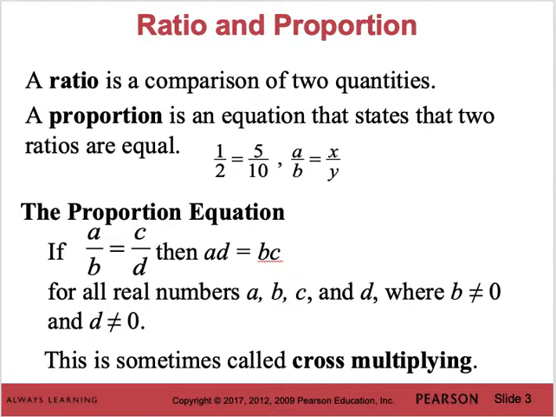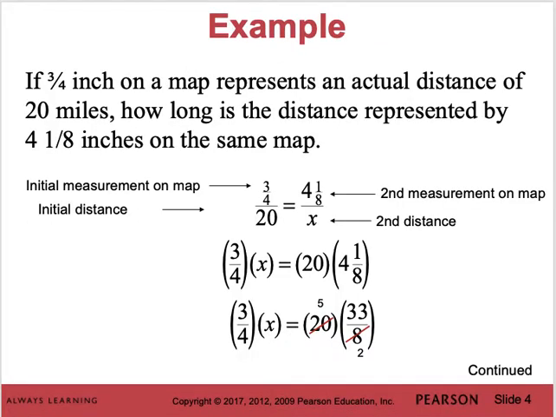A proportion equation: if A over B equals C over D, then A times D, so looking diagonally, is equal to B times C for all real numbers as long as the denominators are not equal to 0. We also call this cross multiplying. Let's go through some examples of where this could be applied.